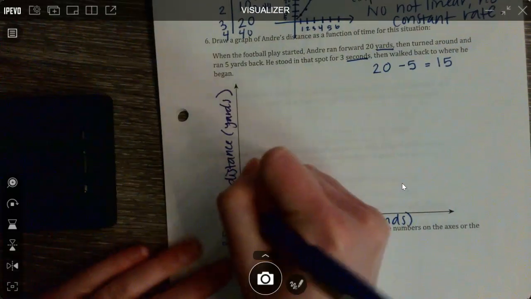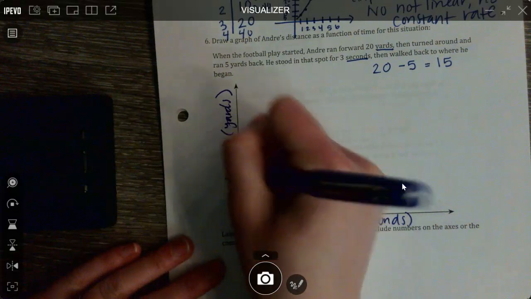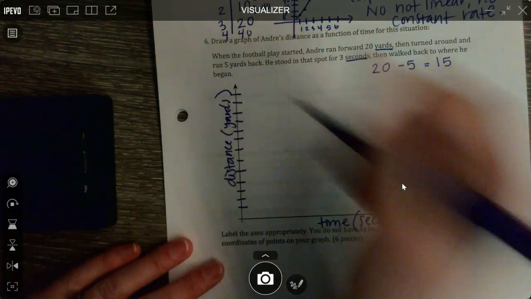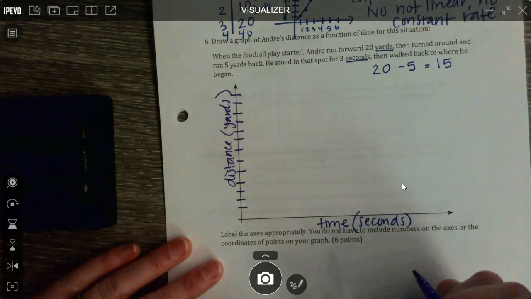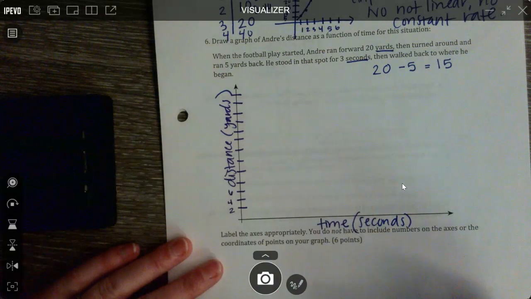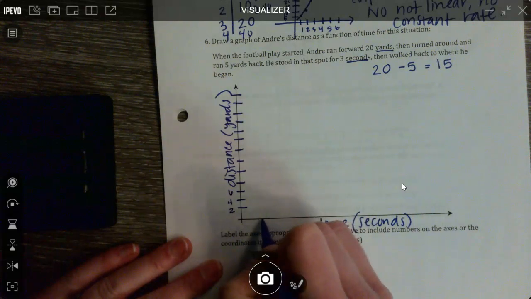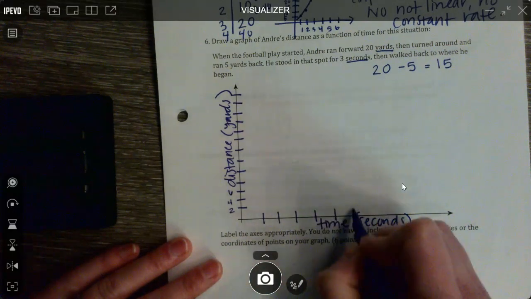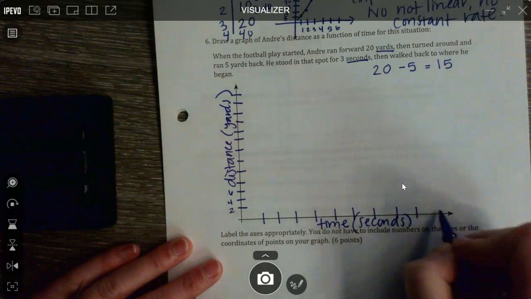Okay, and I'm going to put some values. 1, 2, 3, 4, 5, 6, 7, 8, 9, 10, 11, 12, 13. I'm going to count by 2's, I guess. And I'll get there eventually. Seconds, I'm going to do 1, 2, 3, 4, 5, 6, 7, 8, 9, 10.